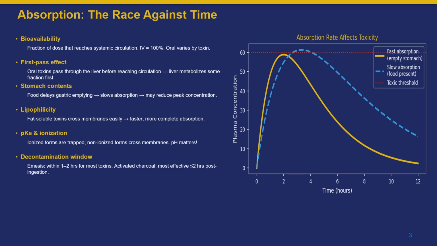We can shift body fluid pH to trap a toxin in an ionized form and prevent its reabsorption or re-entry into cells. The decontamination window: emesis is most effective within 1 to 2 hours of ingestion. Activated charcoal works by binding toxin in the GI lumen, most effective within 2 hours, but may still help later for some toxins. After that, your priority shifts from prevention of absorption to management of absorbed toxin.